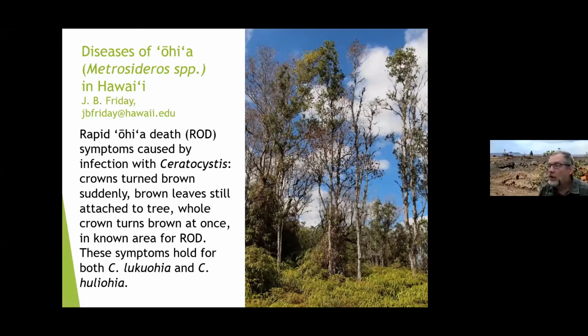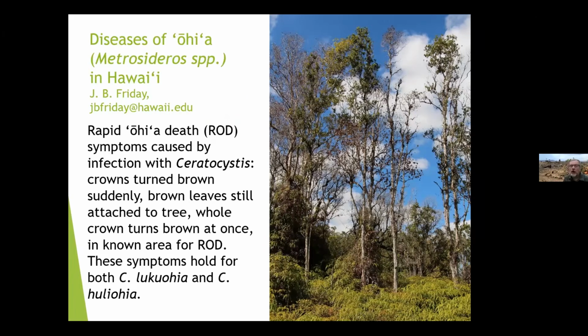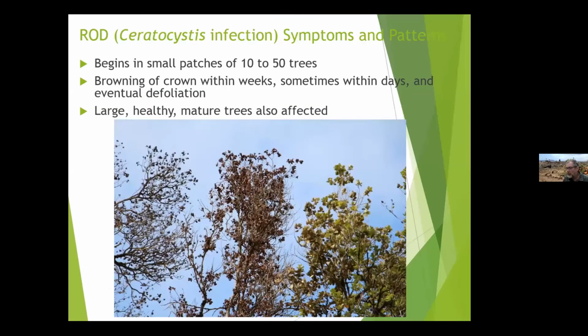All right, so what I want to start out with first is rapid ohia death symptoms. Usually the whole crown of a tree turns brown, and we named it rapid ohia death because it happens suddenly. Like these are trees that I drive past a couple of times a month, and then one day they're all brown. So it's rapid: the entire crown turns brown, sometimes a branch or two or a fork, but usually the entire crown. And these external symptoms usually hold for both Ceratocystis lukuohia and Ceratocystis huliohia. You see this is sort of a typical progression, with the tree on the right with green leaves, then the tree in the middle that's got all the leaves turned brown, and that can happen over the period of a couple of weeks.